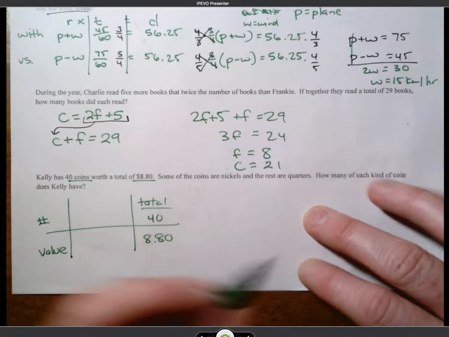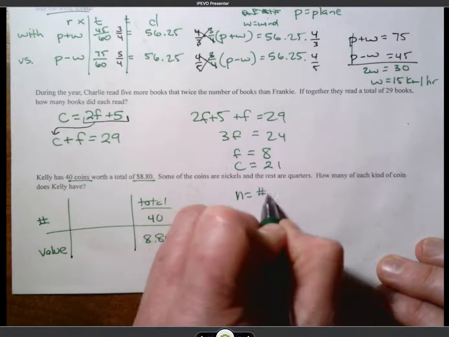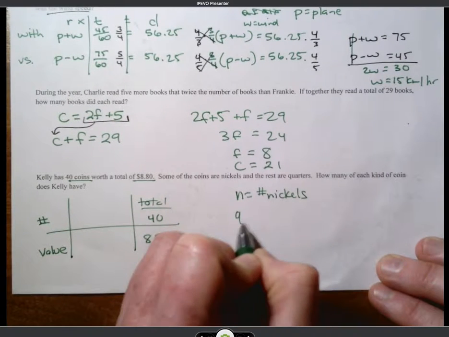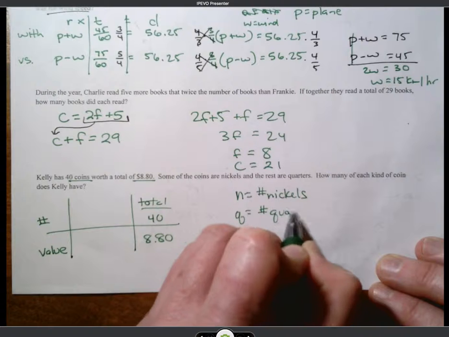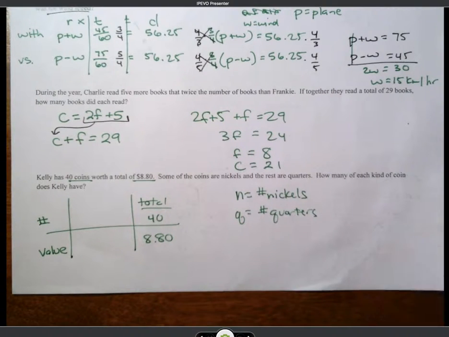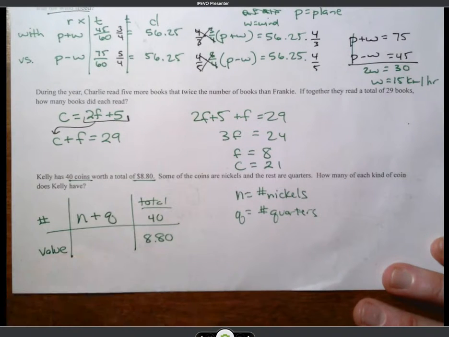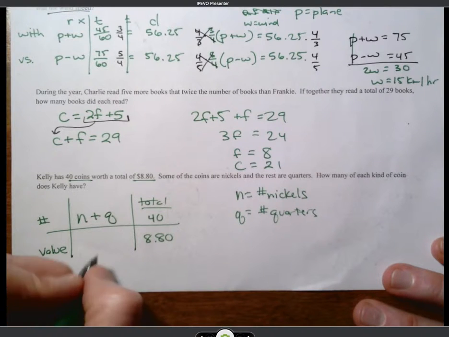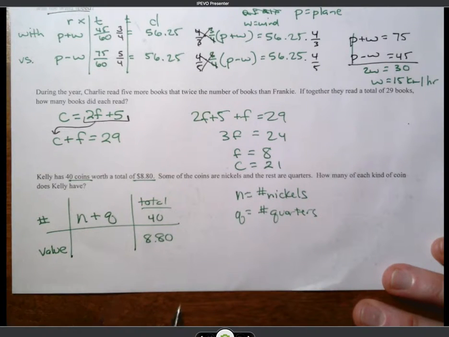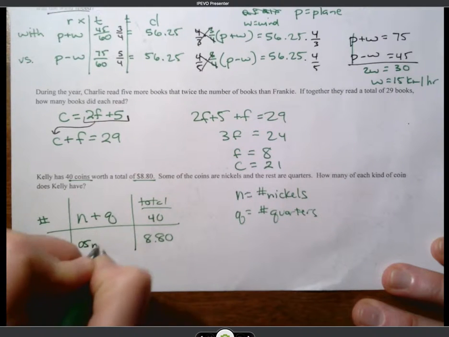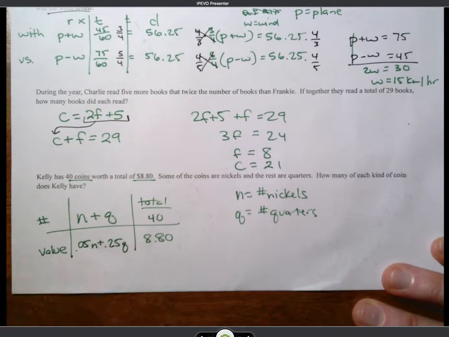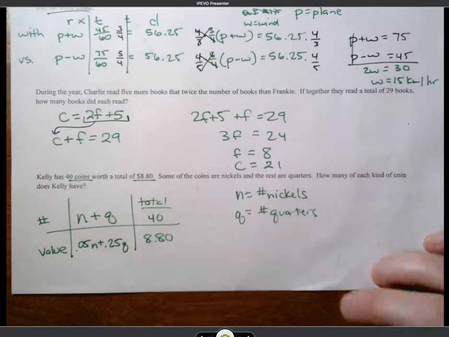And if I call N the number of nickels and Q the number of quarters, I can set up some equations. I know that the number is N plus Q is equal to 40. And then the value, I know that every nickel is worth 5 cents, and every quarter is worth 25 cents. So here are my two equations. I don't want to work with these decimals though, so I'm going to clear them and turn this into 5N plus 25Q equals 880.